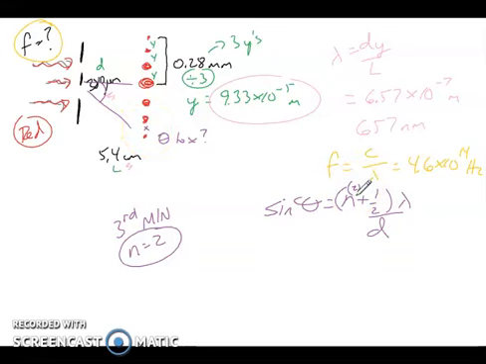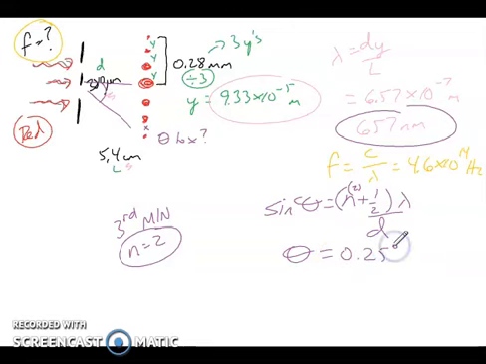Okay, so I've got the 2. I know my lambda already from before, the 657. My d value is given, 380. I can then calculate the theta. Just don't forget to inverse sine it. So if we plug everything in, we should get an angle of around 0.25 degrees. Okay, all right.